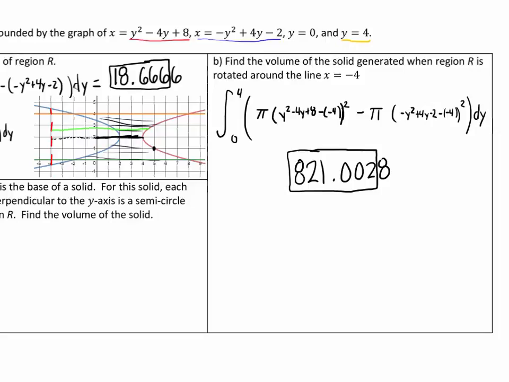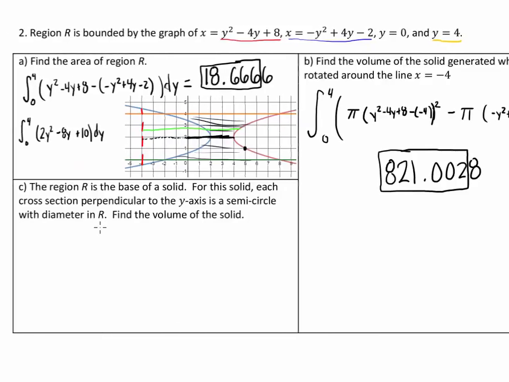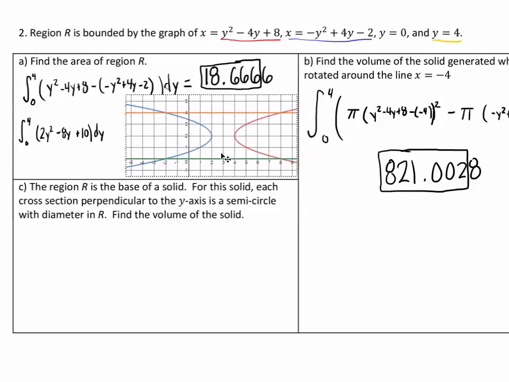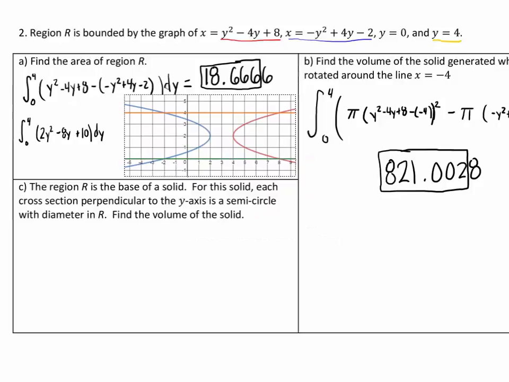All right, let's take a look at part C. So the region R is the base of a solid. For this solid, each cross-section perpendicular to the y-axis is a semicircle with diameter in R. So I'm going to come up here a little bit. I'm going to erase some of this business going on up. Oh, darn it. I drew on the graph itself. Okay, I'm not going to draw on the graph. Oh, I can fix this. Watch this. Paste a new picture on there. Ha, cheat. Okay. There we go. So there's our picture again.